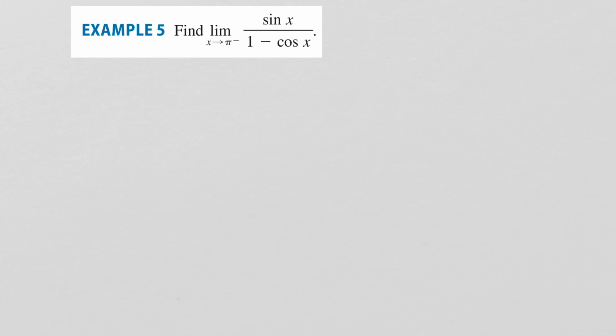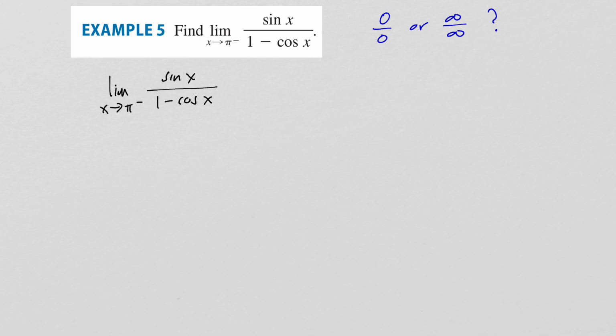In this example here, we have the limit as x approaches pi from the left, sine of x divided by 1 minus cosine of x. Now here I want to emphasize the importance of checking the hypotheses of L'Hopital's rule. So what I mean is, don't simply apply L'Hopital's rule assuming that it always works. You must have 0 divided by 0 or infinity divided by infinity. If you don't have one of those, you cannot use L'Hopital's rule.